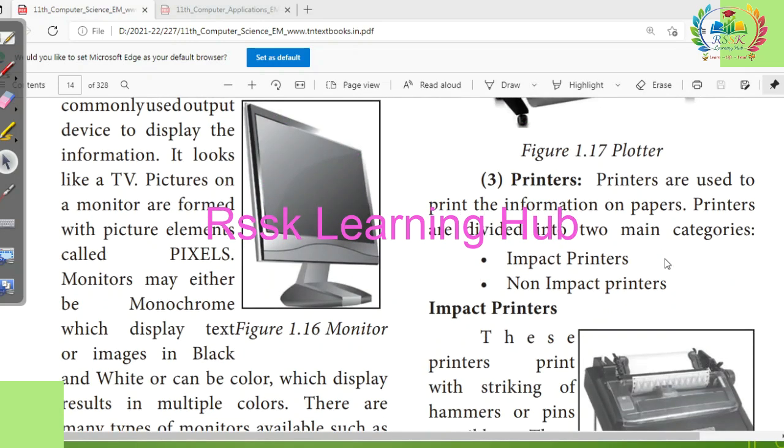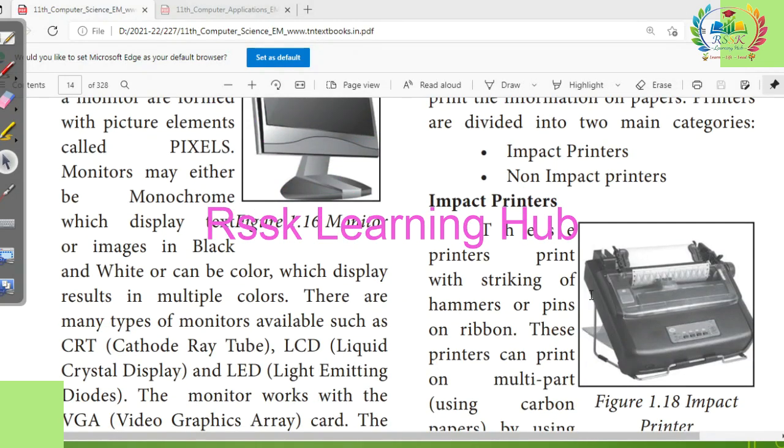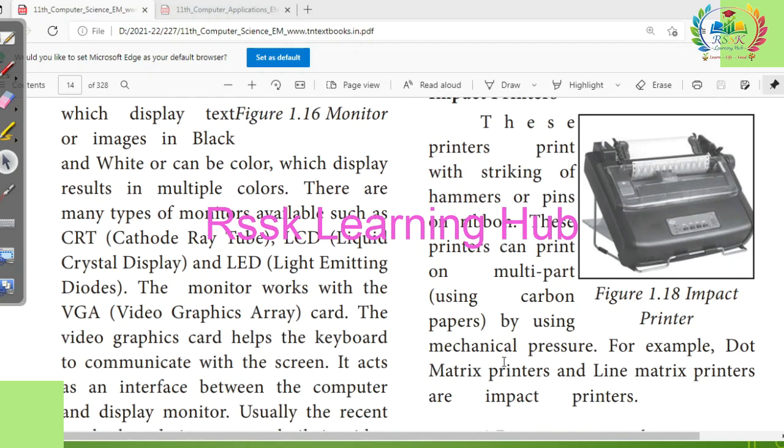Now coming to the printer, you may have two main types for printing information on paper. One is the impact printer, another one is the non-impact printer. Let us see what an impact printer is. Impact printer means printing with striking of hammers or pins on a ribbon. So this printer can print on multi-part forms using carbon paper, only by using mechanical pressure. For example, dot matrix and line matrix printers all come under the impact printer category.